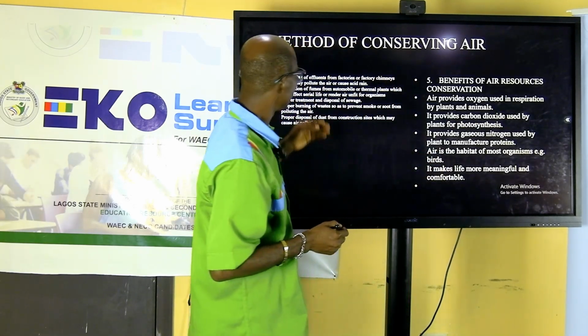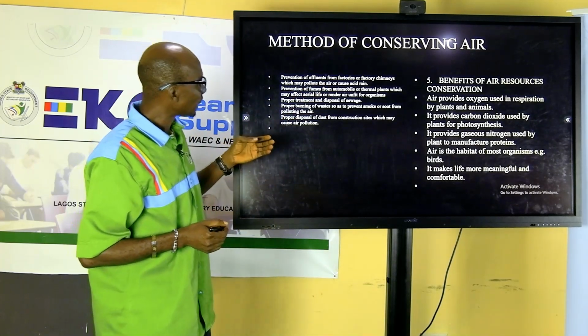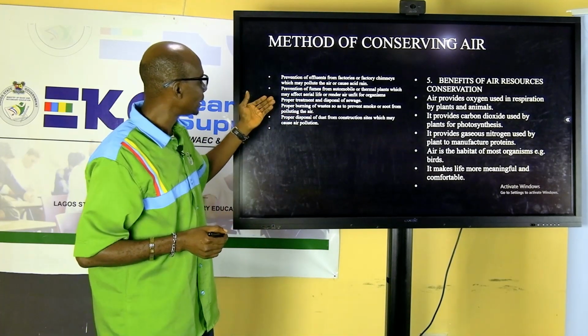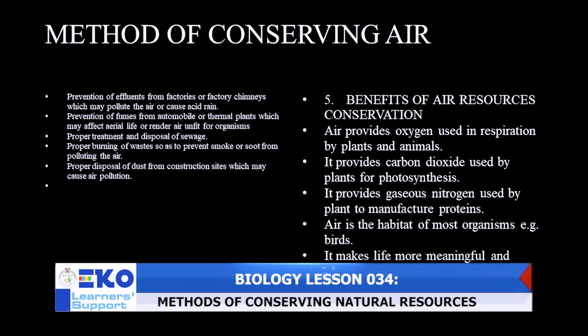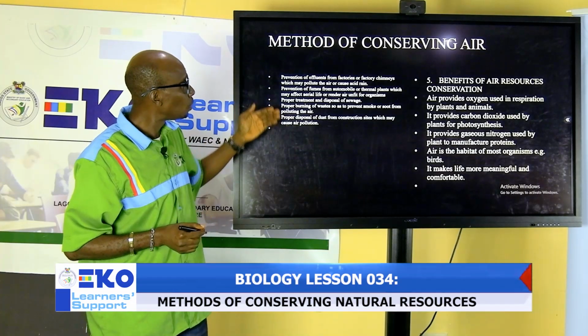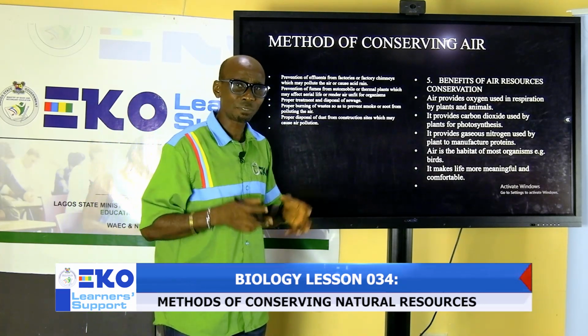The next one is air. Conservation of air. Prevent air pollution by prevention of fumes from automobiles, proper treatment and disposal of sewage, and proper disposal of dust from construction sites, which can cause air pollution. These are some of the ways we can conserve air.